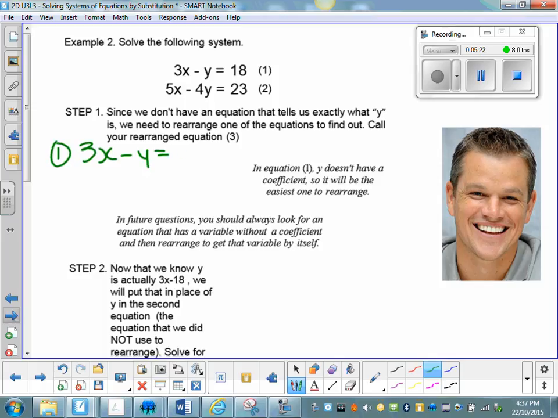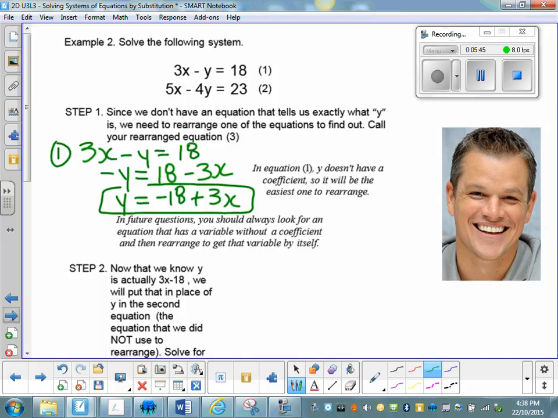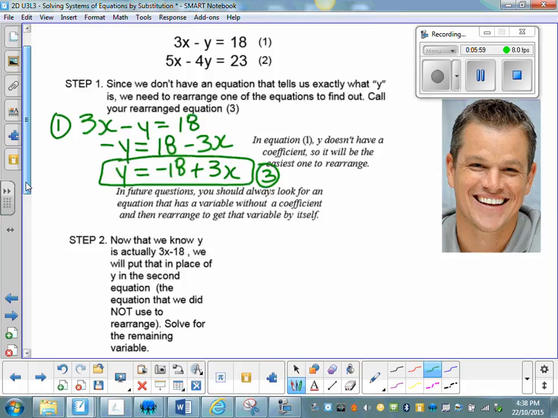3x minus y equals 18, and I'm going to rearrange that to get y by itself. So if I move the 3x to the other side, it becomes minus 3x. And if I divide everything by negative 1 to get rid of the negative in front of the y, I have now solved for y in equation 1. I'm going to call that equation 3 because it's a different form of the equation up above, so I don't want to mix those up, so I'll call that equation 3.